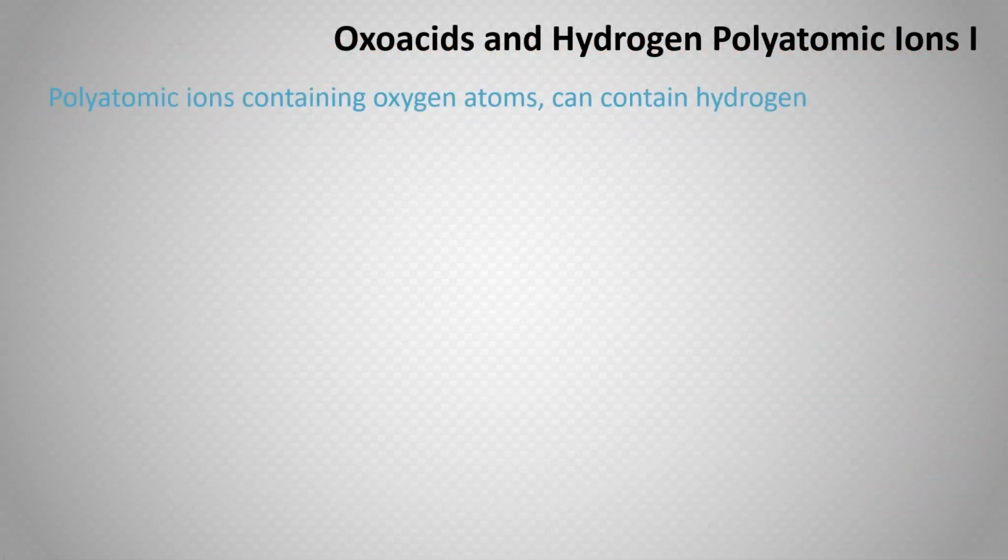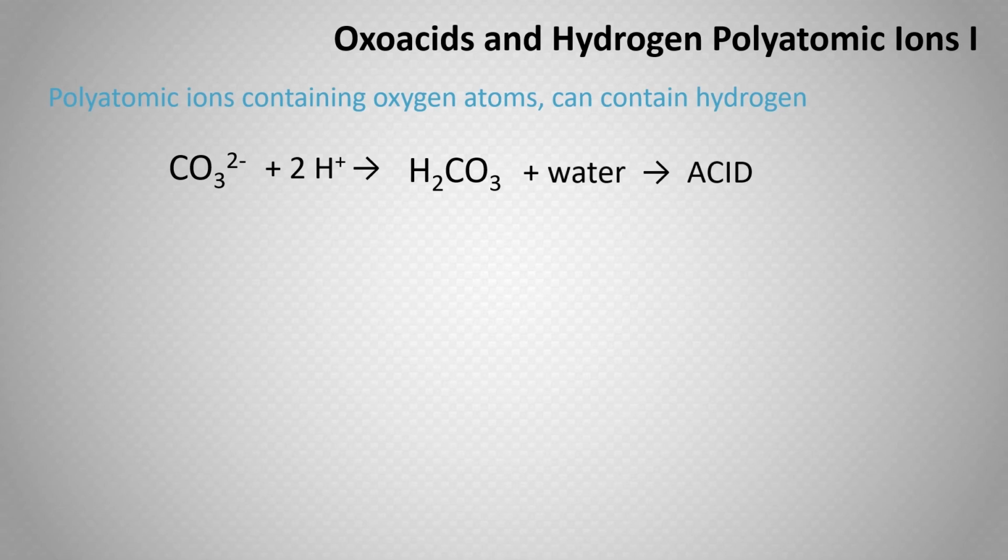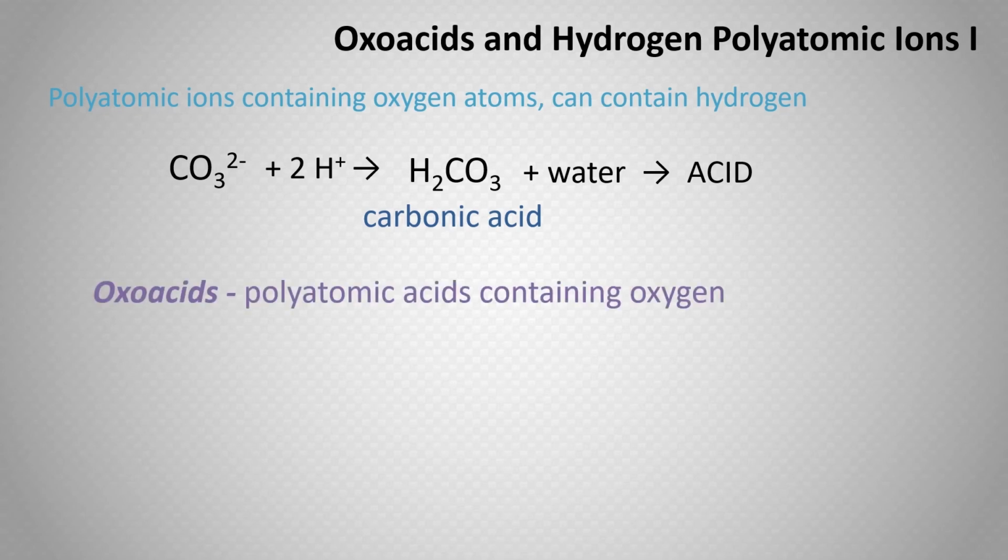Many of the polyatomic ions containing oxygen atoms can contain hydrogen. For example, the carbonate ion CO3 2- can become charge neutral with the addition of two hydrogen cations, giving us the molecular formula H2CO3. The hydrogens, strictly speaking, are bonded in a molecular, not ionic way in this compound, but H2CO3 in water makes the water acidic, so the formal name for this compound is carbonic acid. These oxygen-containing polyatomic acids are also called oxoacids.